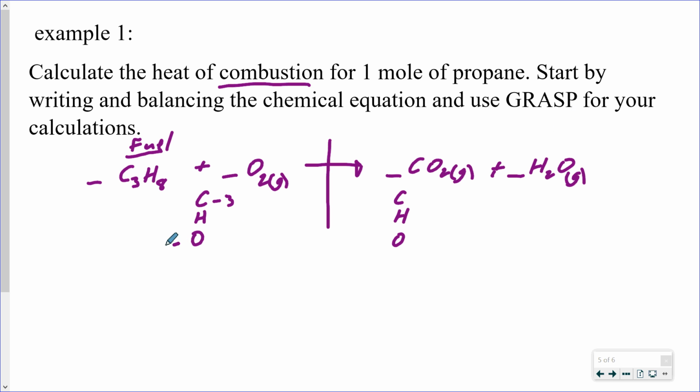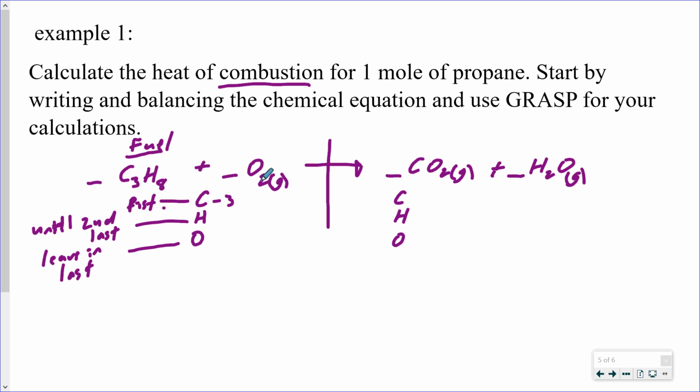So for the balancing rules for combustion reactions, oxygen, leave until last. Otherwise, it can create some problems. Hydrogen, leave until second last, and that means we're starting with the carbon, and we're going to do this one first. Okay, so carbon, we have 3 already right here. So this 3, again, after the carbon, that is how many we have. The 8 after the hydrogen, that's how many we have.